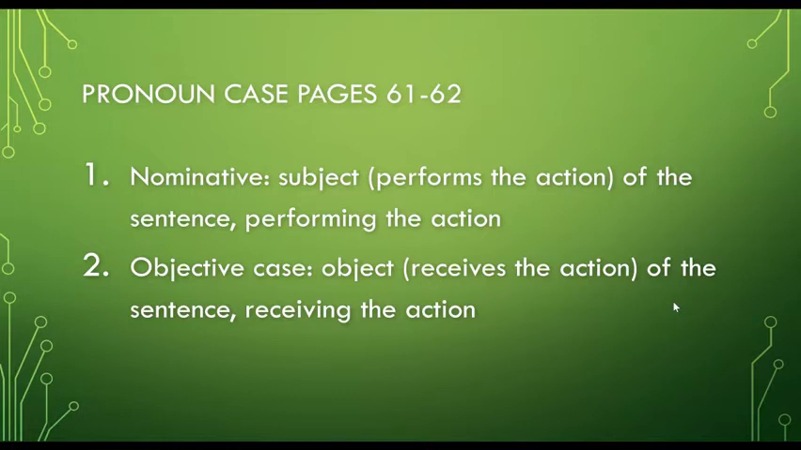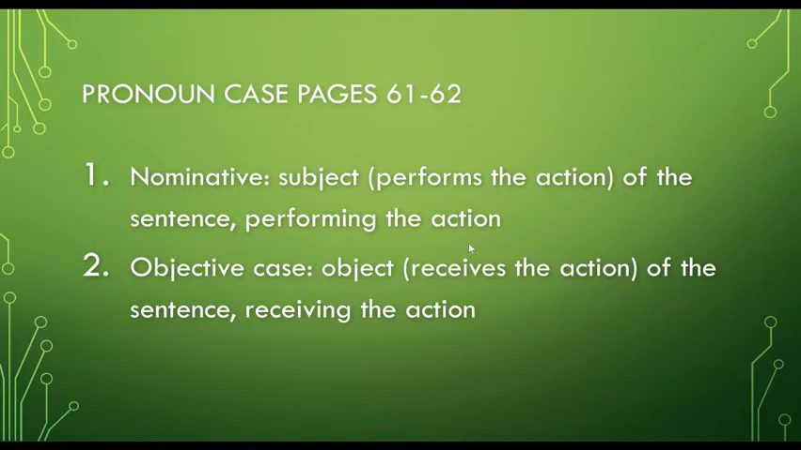To follow along in your grammar books, you can open up to pages 61 and 62. We'll be starting on page 61. There are three types of pronoun case: nominative case, objective case, and possessive case. We'll be talking about nominative case and objective case today. Deciding between us versus we in those sentences had to do with whether the pronoun was being used as a subject or as an object.